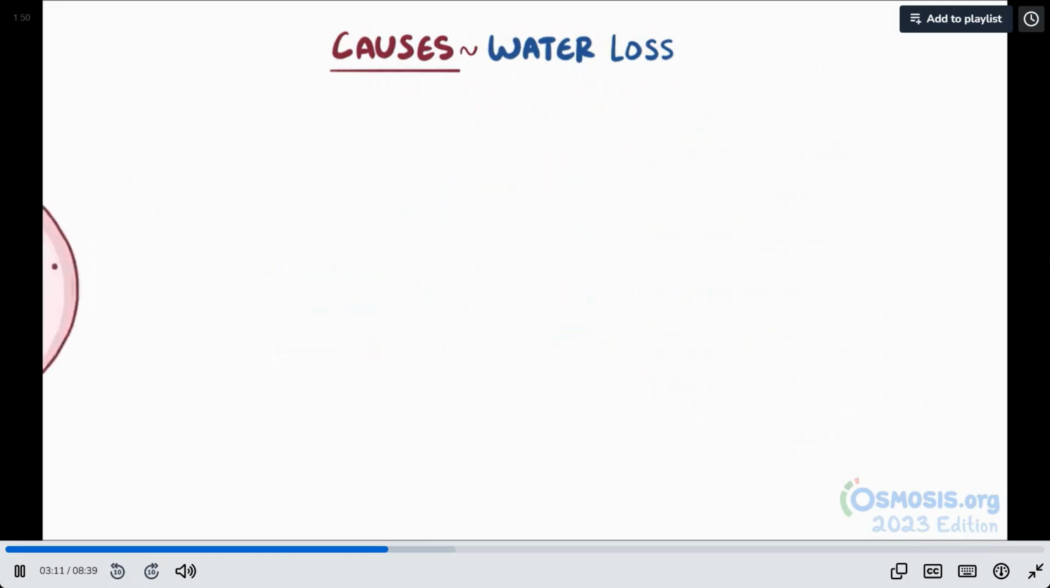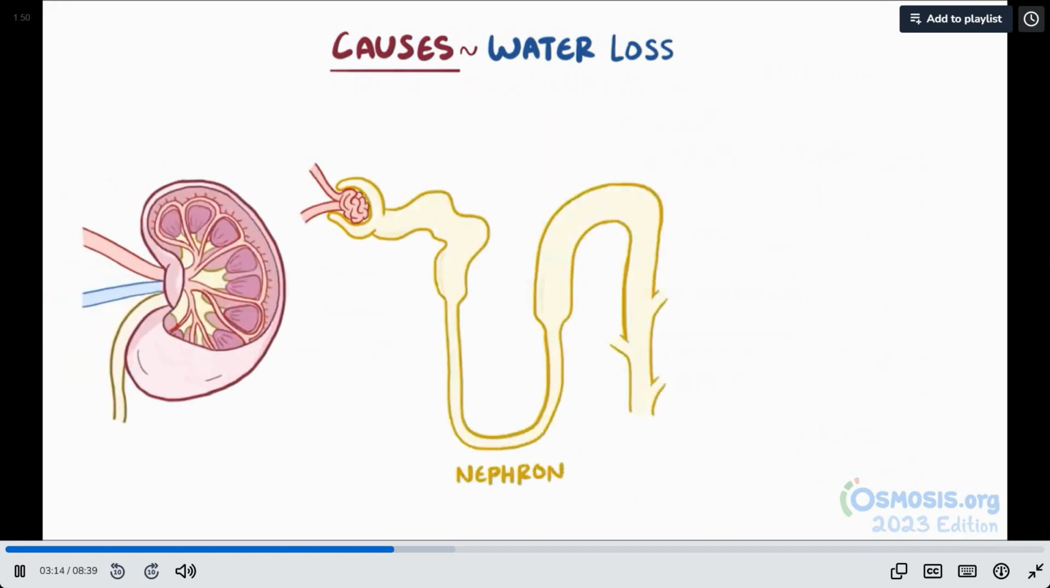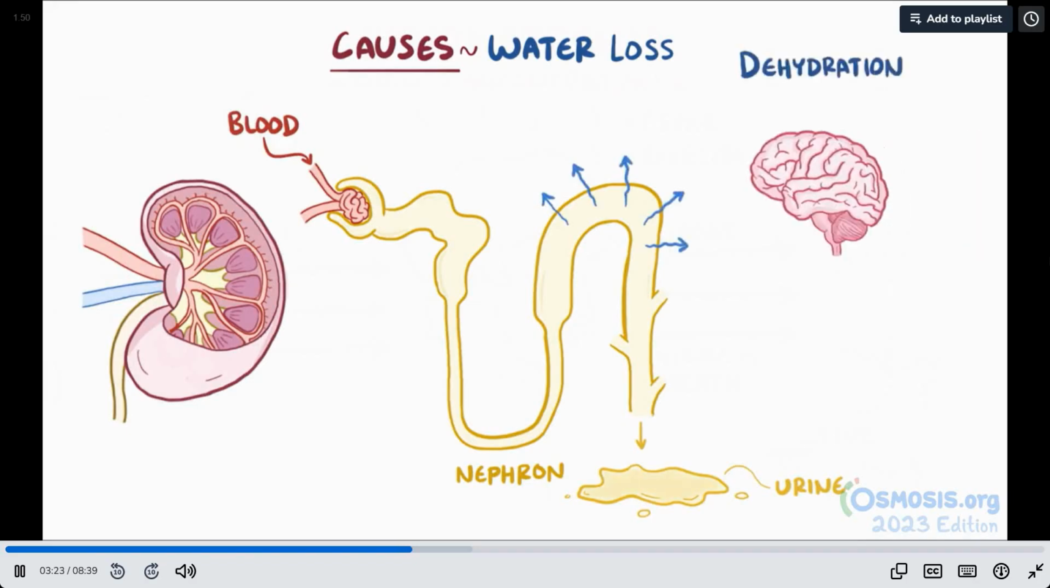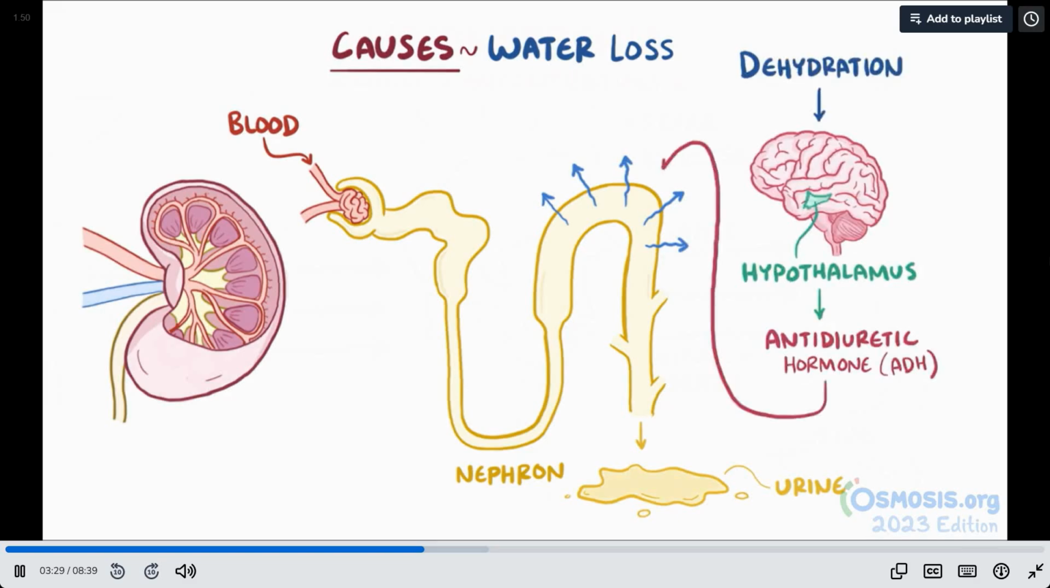Another way that the body can lose free water is through the kidneys. When the nephrons of the kidneys filter blood and form urine, some of the water in the filtrate is reabsorbed in the distal convoluted tubule and the collecting duct. When you're dehydrated, the hypothalamus releases antidiuretic hormone, also called ADH or vasopressin, which acts on the receptors on the nephron to boost its ability to reabsorb water.